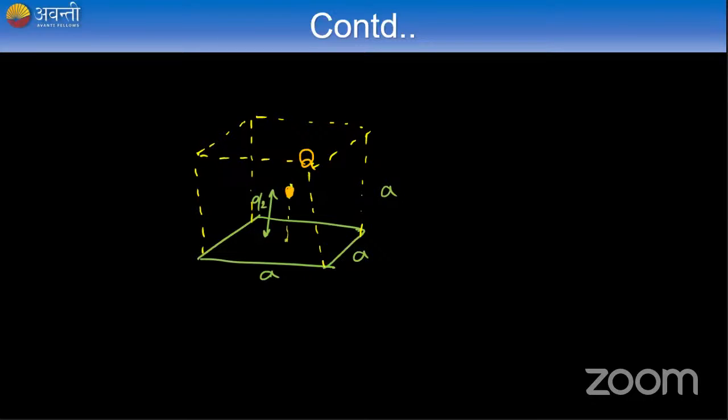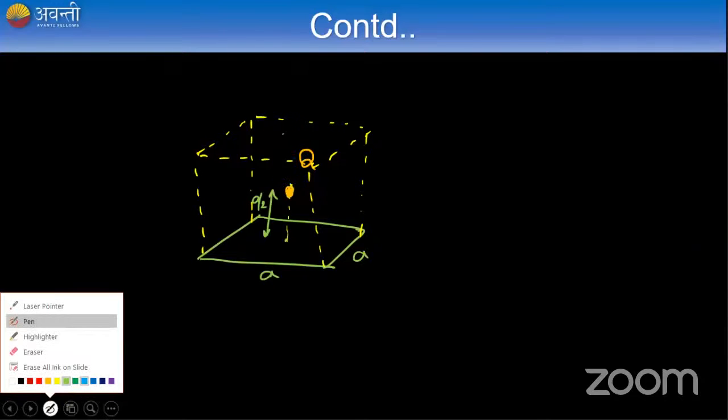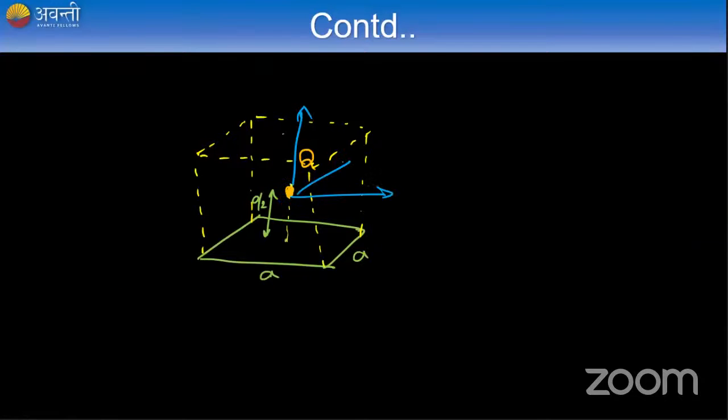How many faces does this cube have? Yes, correct, Bhargav. So the cube has 1, 2, 3, 4, 5, and 6 faces, right? My cube has 6 faces. Correct, Tejas, correct answer. So if I try to draw the electric field because of this charge, my electric field will be in all directions, right?